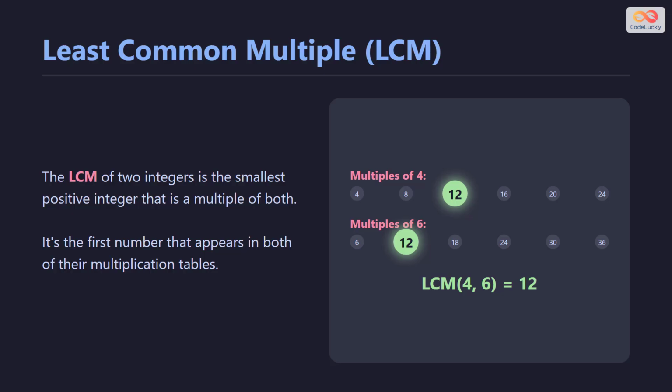Now let's talk about the least common multiple, or LCM. This is the smallest positive number that is a multiple of both your integers. Think of it as the first time the multiplication tables of two numbers overlap. For 4 and 6, multiples of 4 are 4, 8, 12, 16. Multiples of 6 are 6, 12, 18. The first match is 12, so the LCM is 12.